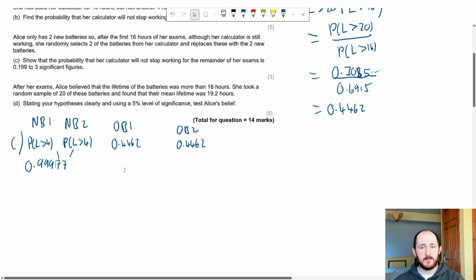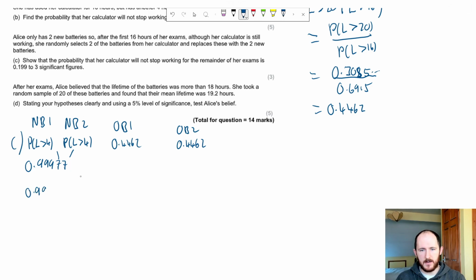And then all we're doing is, well, we've got these 4 probabilities. We need them all to be true. So what does that mean? It means we times them all together. So we do 0.99977 squared, because there's 2 batteries, times 0.4462 squared.